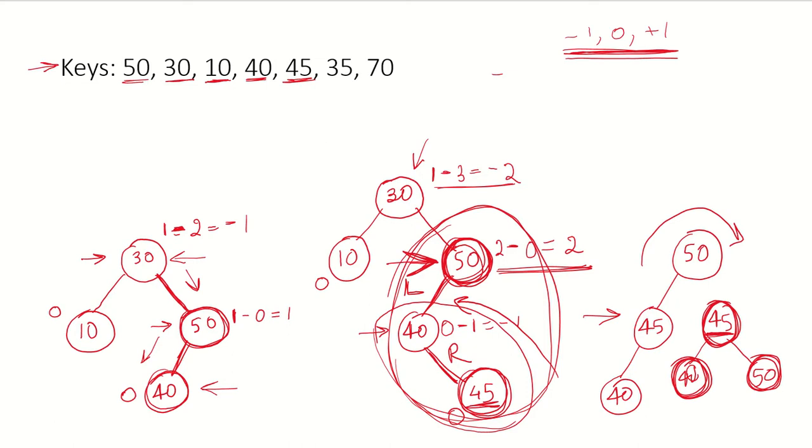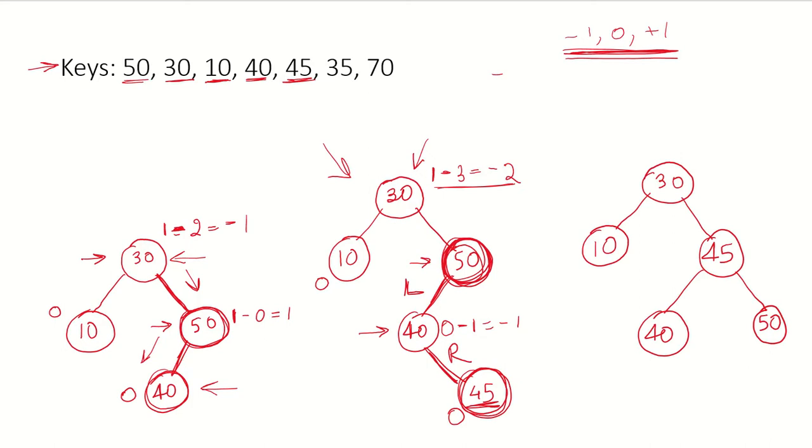So now after LR rotation has taken place, how will this AVL tree look now? Now when you check the balance factor, this has a balance factor of 0, this also 0. For this node it will be 1 minus 1, so 0. For this node it is 0 and for this node height of left subtree is 1 and now height of right subtree is 2, so minus 1. So we see that the AVL tree is balanced now.